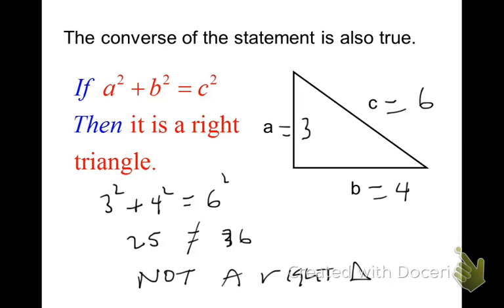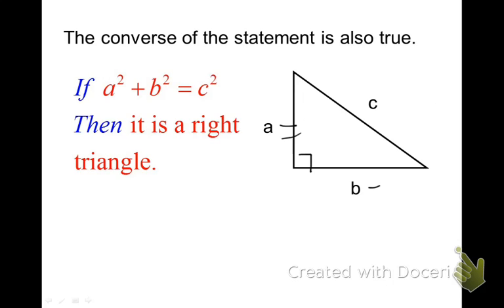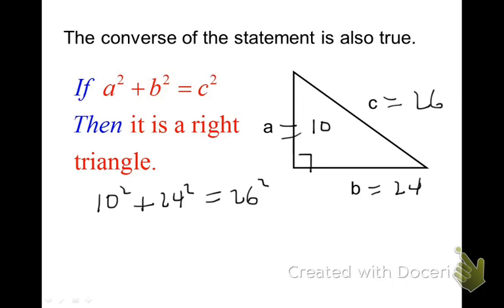On the other hand, if we want to check one that actually is, I'll pick one that I know will work. And let's say we have a 10 and we have a 24 and then we have a 26. So here, if 10 squared plus 24 squared equals 26 squared, then we have a right triangle.